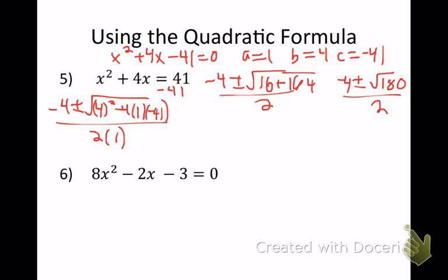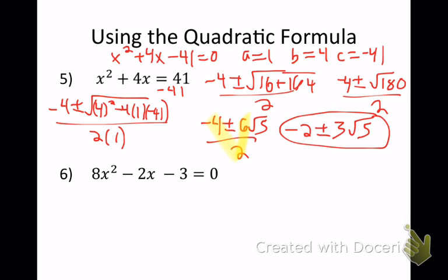Now I need to break down the square root of 180. The square root of 180 breaks down as the square root of 36 times 5. The square root of 36 is 6, so I get negative 4 plus or minus 6 square root of 5 over 2. Then I just need to simplify. What's 4 over 2 going to get me? Negative 2. Plus or minus, what's 6 over 2 going to get me? So negative 2 plus or minus 3 square root of 5, and there's your answer.